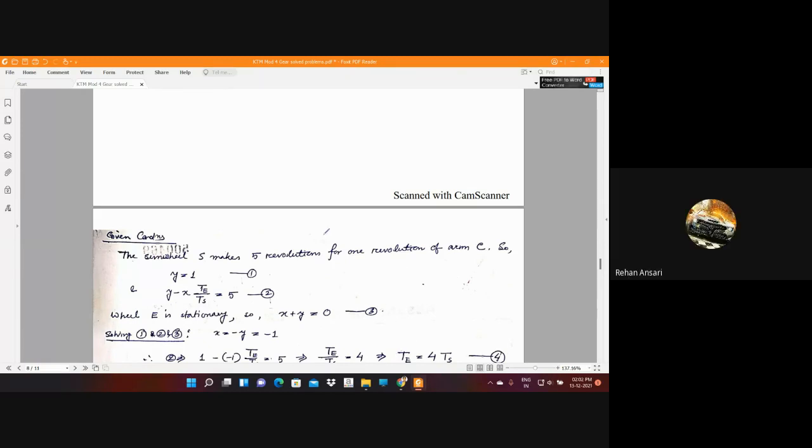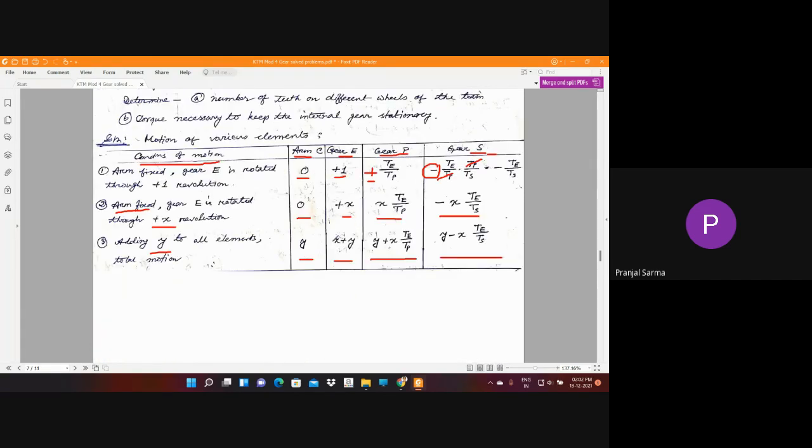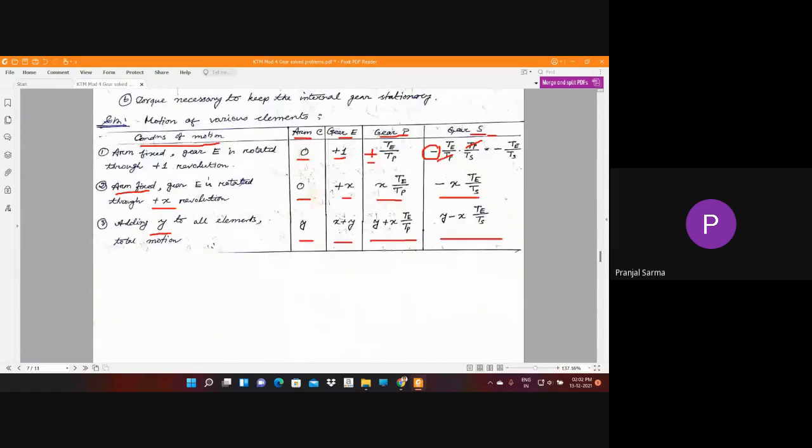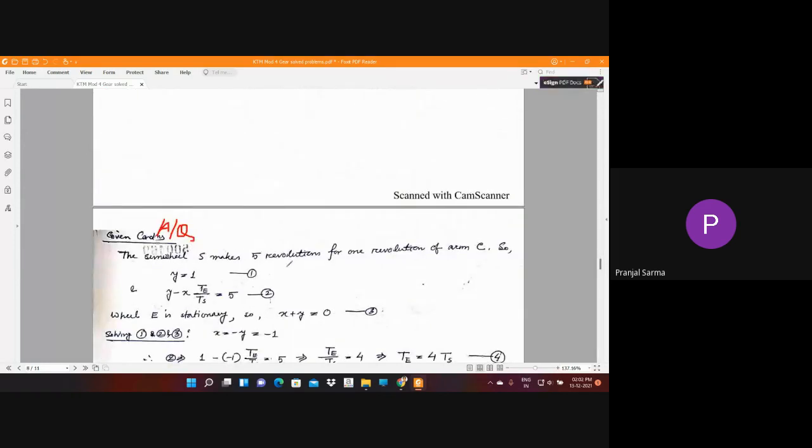Now we go for the given conditions as per the question. According to the question, what is the condition? It is said that sun wheel S makes 5 revolutions for 1 revolution of arm C. So the arm C rotates at 1/5 of the speed of sun wheel S. Ultimately, the sun wheel S makes 5 revolutions for a single revolution of arm C. So that is the motion of S and the motion of the arm we are talking about.